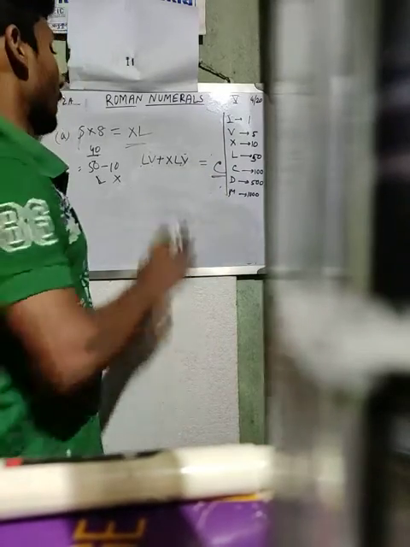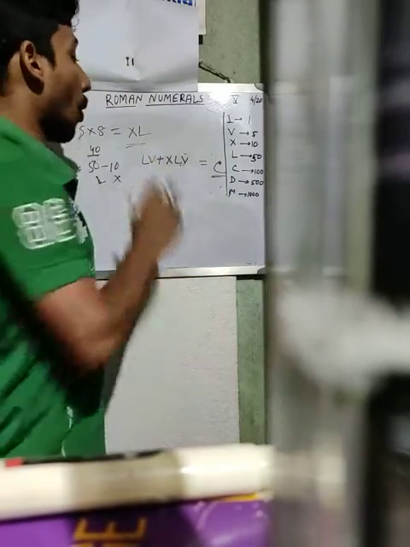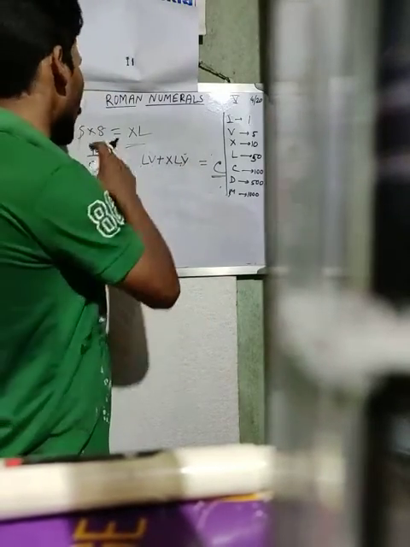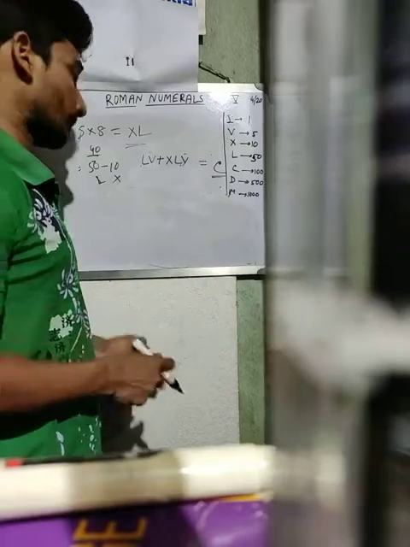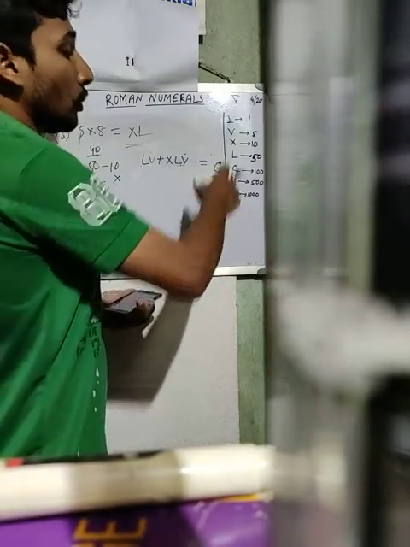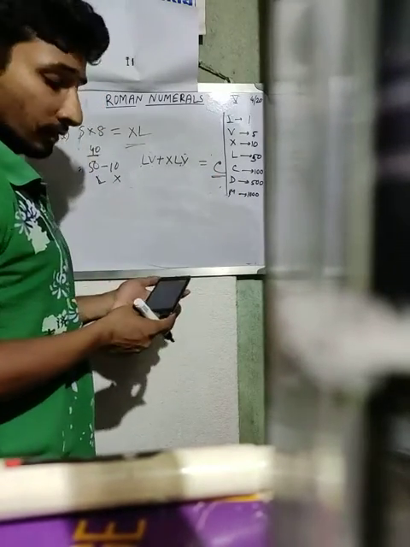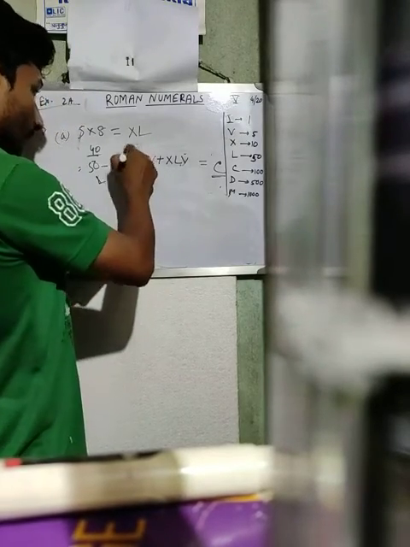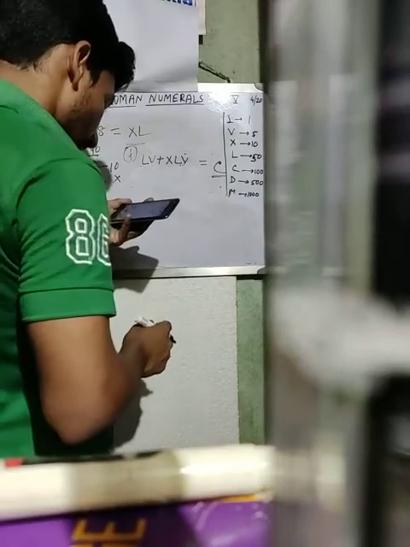Clear how to do it? At first you have to convert all the Roman numerals to Hindu Arabic numerals, then add or multiply or divide, then convert this into Roman numerals again. Okay. Now this was example number F. Okay. Another example.